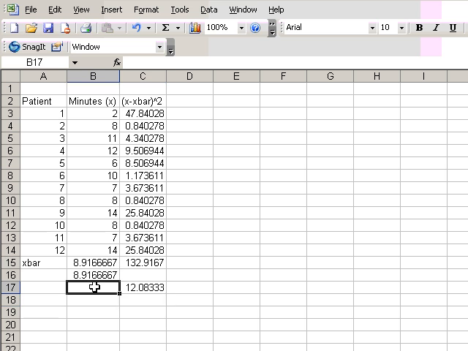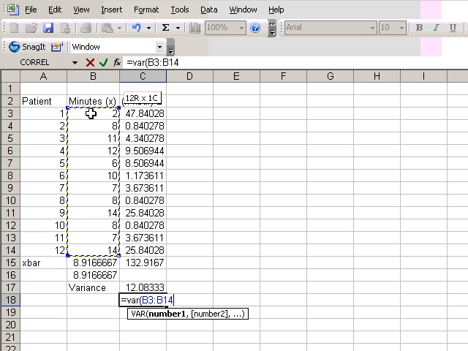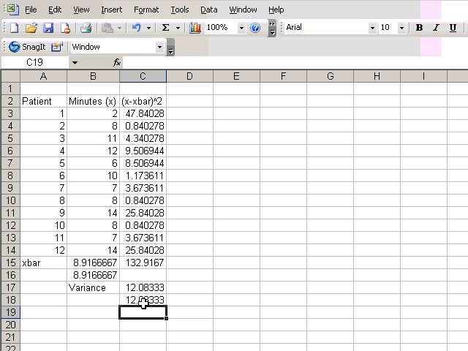So the variance, which is given here, is 12.0833. That value can also be found by using the Excel function equal VAR, which is the variance for a sample. And if I select the original values and hit enter, I get exactly the same result.